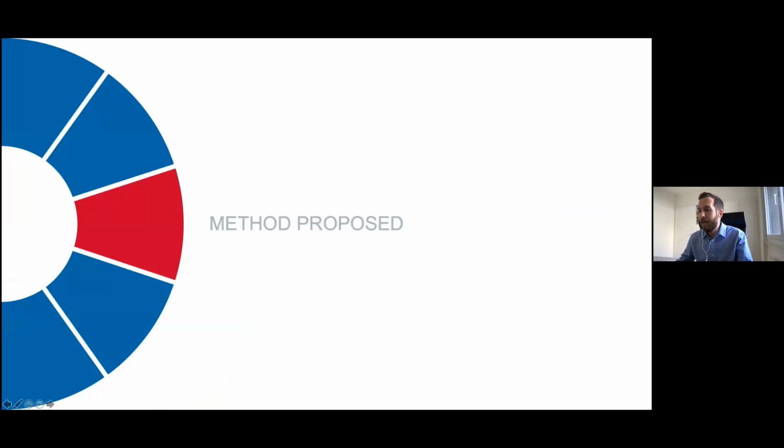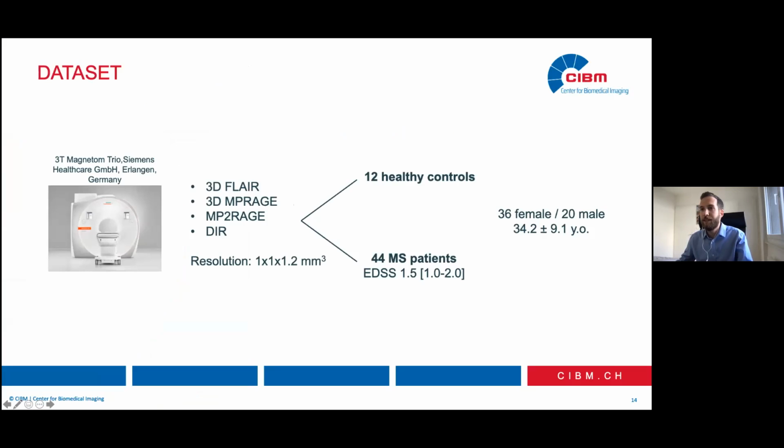So regarding our method, first of all, I'll start with our data set. We use images acquired with a 3D Siemens scanner. We have 4 MRI sequences, so a 3D FLAIR, 3D MP-RAGE, MP2-RAGE, and DIR, all with the same resolution of 1 × 1 × 1.2 millimeters. And we have 12 healthy controls and 44 MS patients, all in the early stages of the disease.